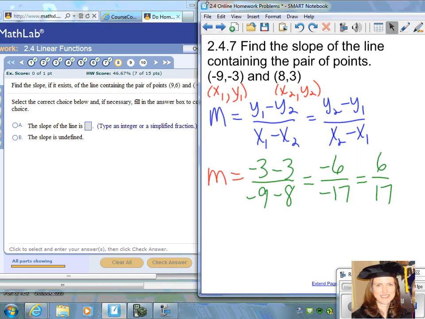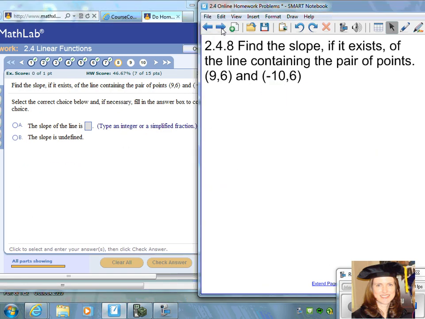Moving on to number 8. Number 8 is a lot like this one. We want to find the slope, if it exists, of the line containing the pair of points.